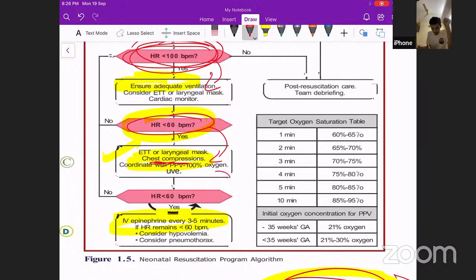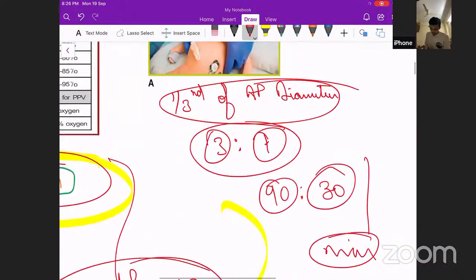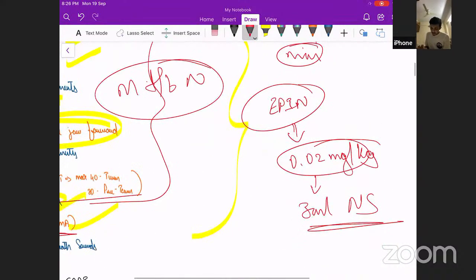Even with this, if baby doesn't improve, if heart rate is still less than 60 beats per minute, then we go ahead and give epinephrine. Preferred is through UVC. If not, intratracheal can as well be given. Drug dosage for UVC through IV channel is 0.02 mg per kg. After that, we flush it with 3 ml NS.